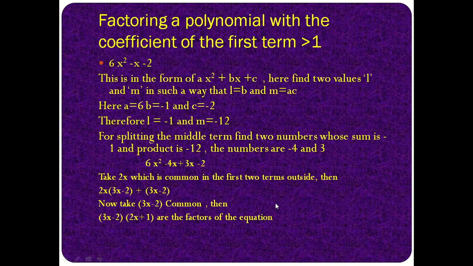So this question may be asked in your examination to factor a polynomial. So first of all, remember that if the coefficient is 1, you can directly split the middle term. If the coefficient is not equal to 1, you will have to find L and M. L is equal to B and M is equal to A into C. Then find two numbers whose sum is equal to L and whose product is equal to M.